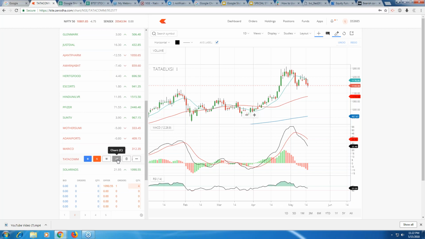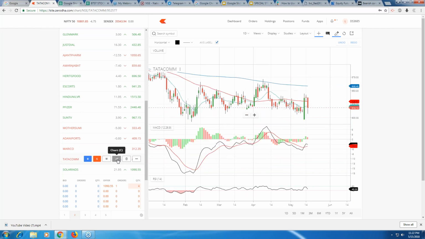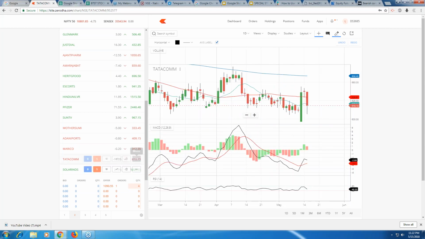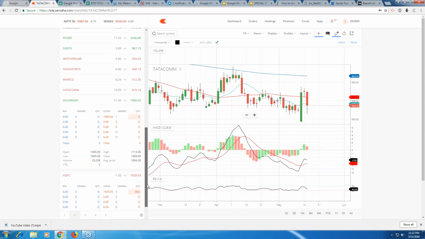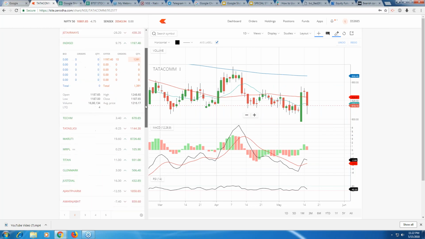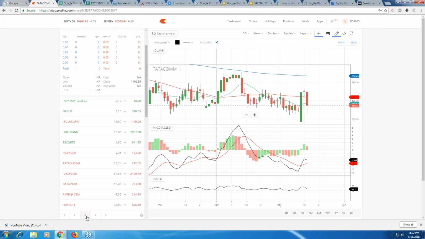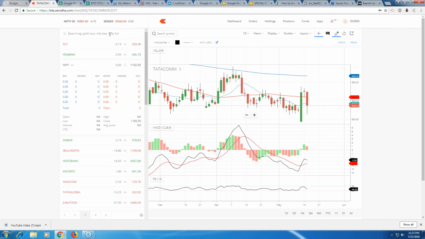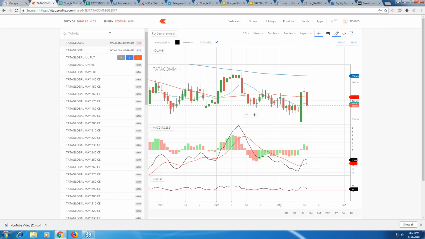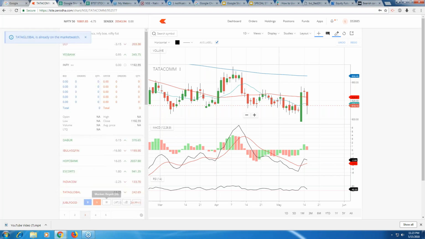Let's look into Tata Communications. Tata Comm is definitely under heavy resistance. I wanted to look into Tata Global. Tata Global also seems to be under a lot of pressure. Right, Tata Global. Let me just close this, and we'll see Tata Global. Okay, Tata Global is here.